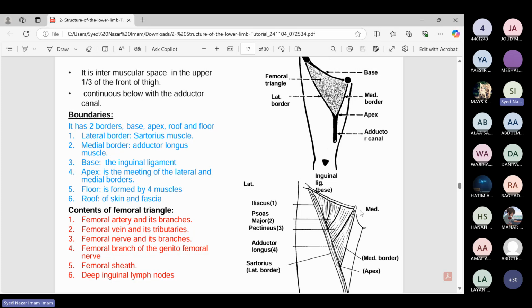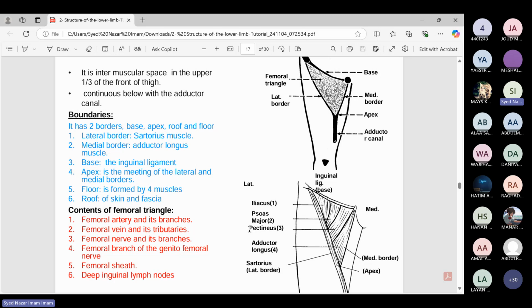See, the pectineus is coming from the pubis bone, and it is attached just below what? Just below the lesser trochanter. Lesser trochanter is for the attachment of the iliacus and psoas major, and just below this you will see the pectineus. And then we have the adductor longus. So it is sartorius, it is adductor longus. This is the base by the inguinal ligament.